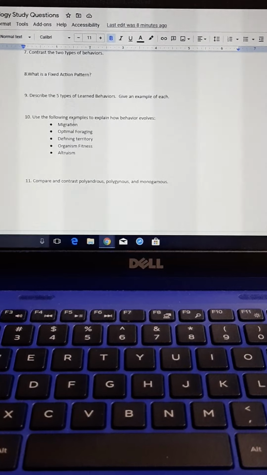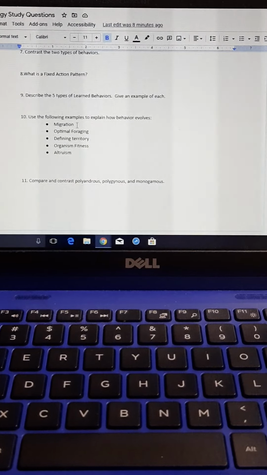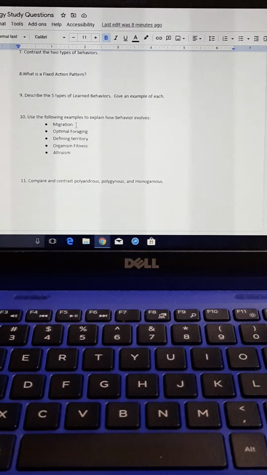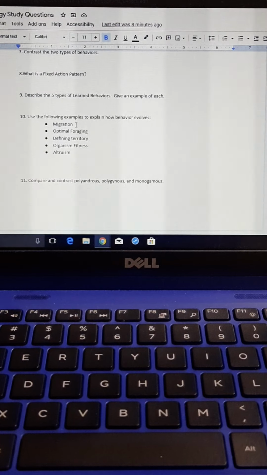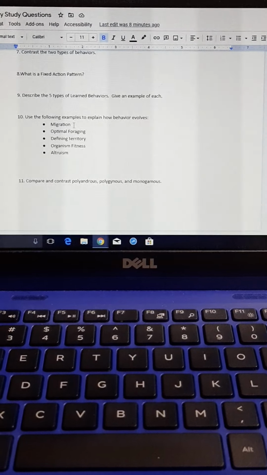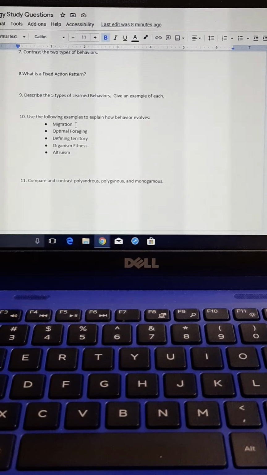Use the following examples to explain how behavior evolves. So we have migration. Migration, we have things like piloting, where the organisms will use landmarks as beacons. Orientation, where they follow the compass for a straight line. Navigation, where they're like a compass, but they could also adjust.